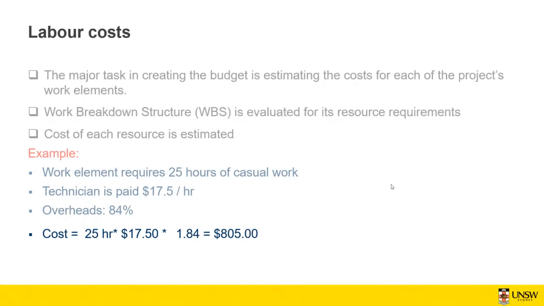Okay. So in this particular example, we have 25 hours multiplied by $17.5 per hour for this technician, and we have 84% overhead, which means that we need to add another 0.84. So it's going to be multiplied by 1.84. And the total budget for this job is going to be $805.